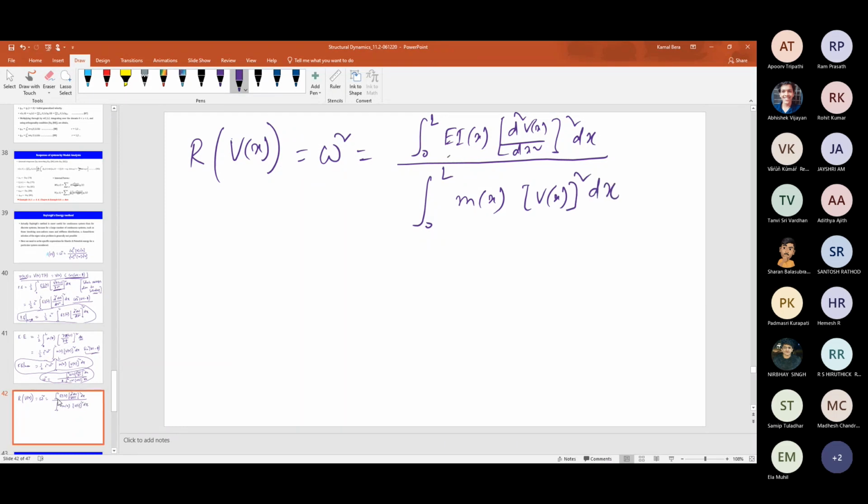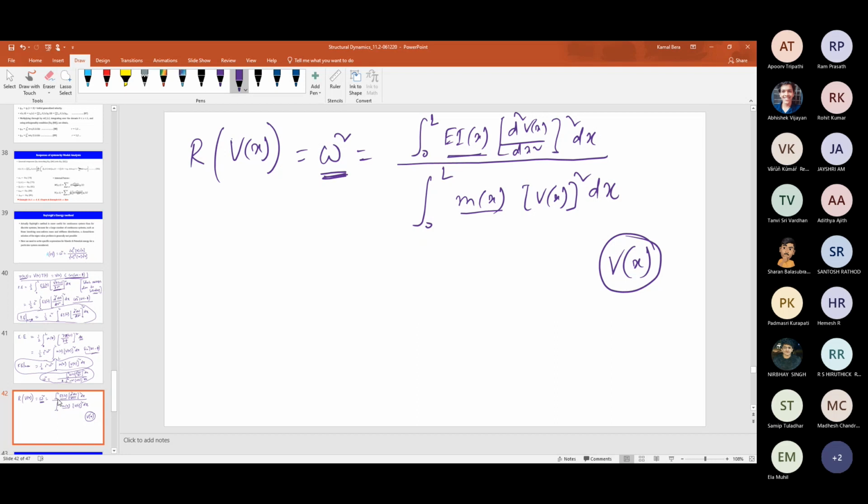These are known to you, how the EI flexural rigidity is varying or the mass is varying, or if it is constant then it will just come out of the integral. So what you have to assume is only V(x). If you can appropriately assume V(x) which resembles the fundamental mode shape, the first mode shape, then you will get an approximate value of the first frequency. That is Rayleigh's method. And here also it can be shown that it cannot be less than omega 1 square, and it cannot be more than the infinite value.